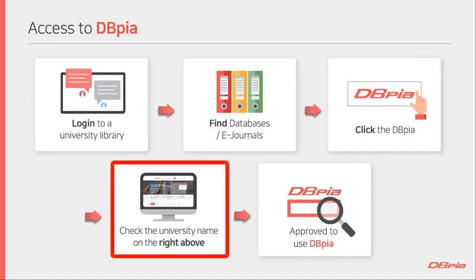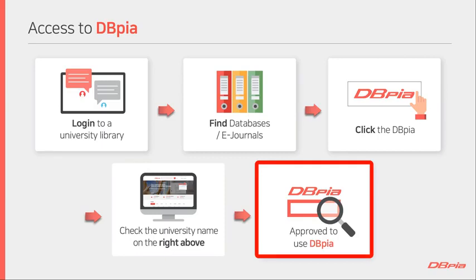First, you need to check your university name on the top of the DBpia website. If you can see your university name, that means you are approved to use the DBpia website. However, if there is no name on it, you need to do this authorizing process again or call the DBpia customer service to solve your access problem.